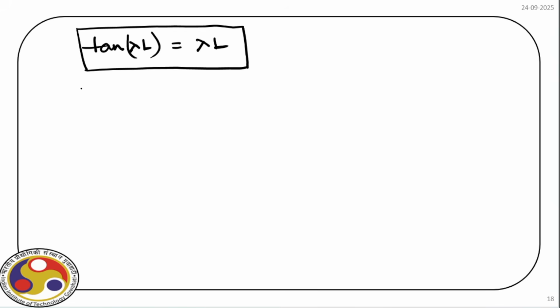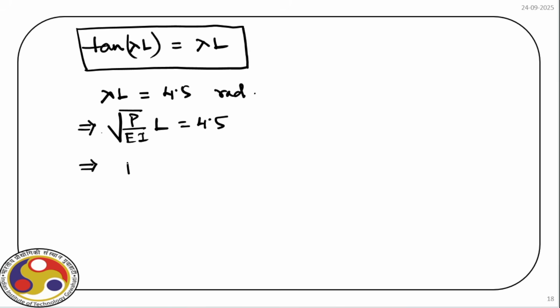Now, for this, the solution we know is lambda L is equal to 4.5 radian, and there if we put the expression of lambda, that is square root of P by EI times L is equal to 4.5, what we get is P critical is equal to 4.5 square, and that is 20.25 EI divided by L square.